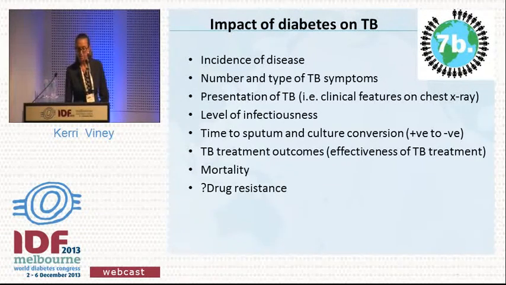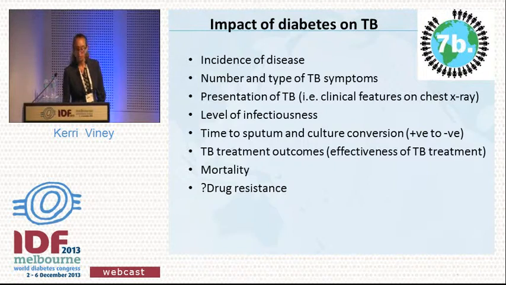The level of infectiousness. So we know from some of the studies that TB patients with diabetes are more likely to present with smear-positive disease or infectious tuberculosis. The time to sputum and culture conversion. So in TB treatment, after we start TB treatment, we usually monitor patients very closely, and one way in which we do that for people with pulmonary disease is to look at sputum and culture conversion after a couple of months, and that is prolonged in TB patients with diabetes.